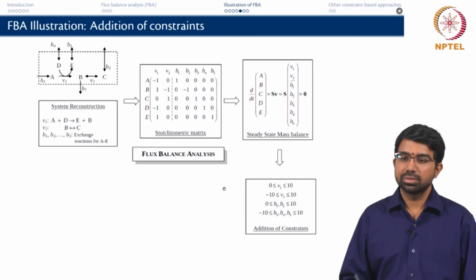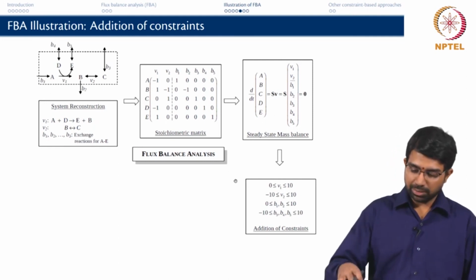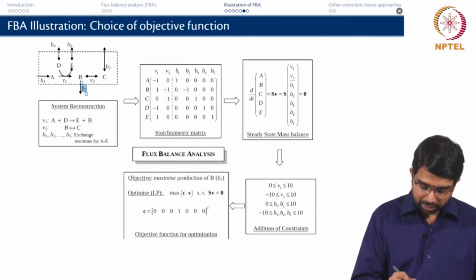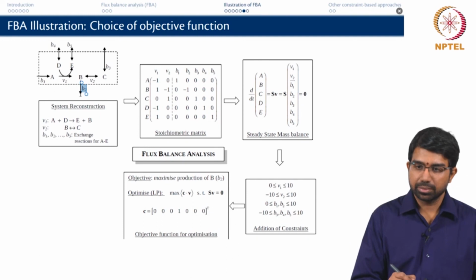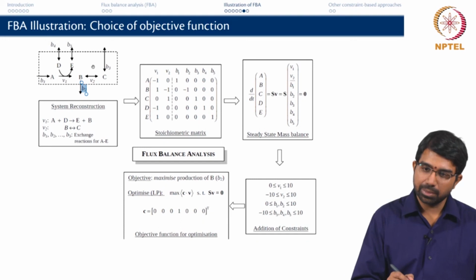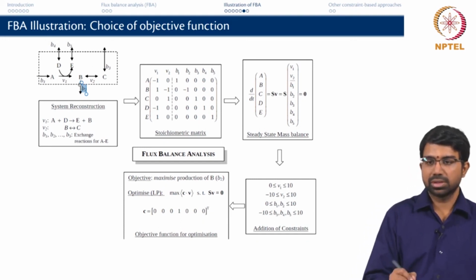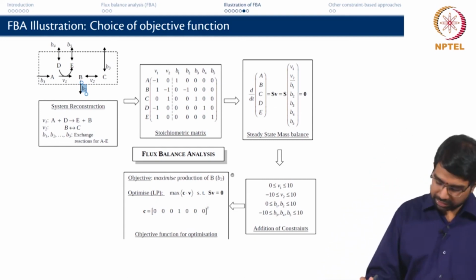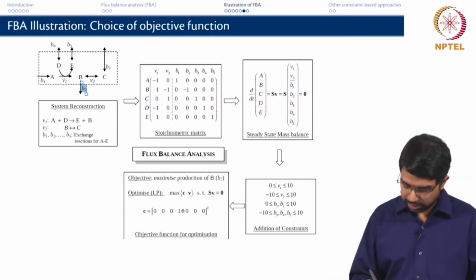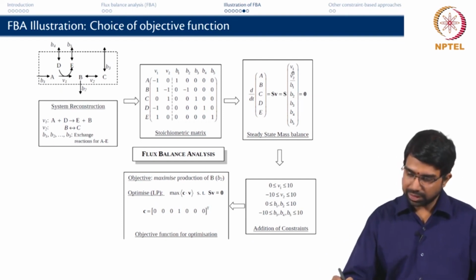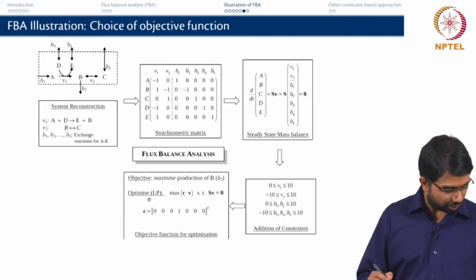What is the next step? I have assembled the constraints. Yes, I have to do the optimization. So, I say my product of interest is B. So, I maximize the secretion of B outside this cell. How much B is coming out of this cell, right, which means maximize B2, which means maximize 0 0 1 0 0 0 1 0 0 0 into this vector, right. I am just putting it back into the canonical form, right.